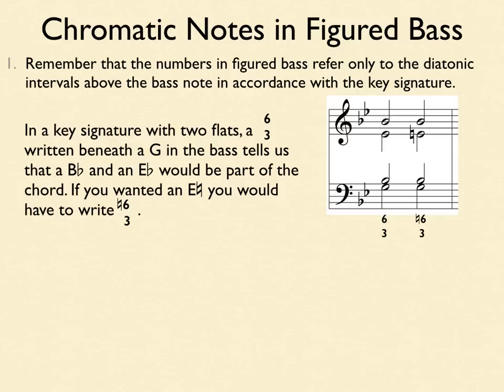So you can see that in the second example there. That natural next to the 6 means that the 6th degree above G in the bass is going to be natural, and that is the E note. So instead of E flat, which is what the key signature would indicate, it's going to be E natural.